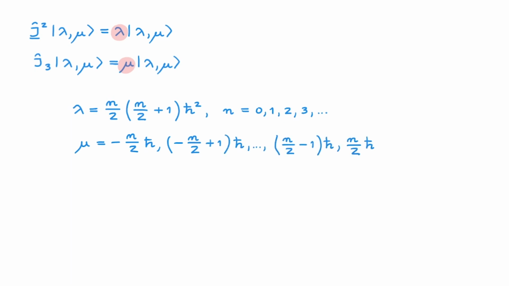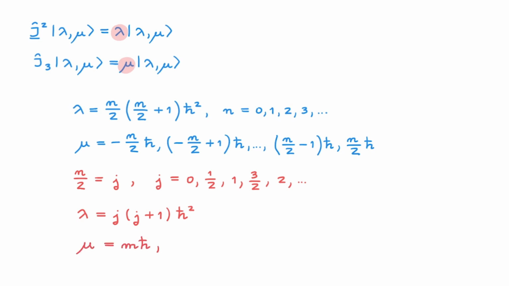In the theory of angular momentum, what we do is we call the number n over 2 j, and as n is a positive integer or 0, then the allowed values of j are 0, 1/2, 1, 3/2, 2, and so on. In this language, lambda is equal to j times j plus 1 times h bar squared. We also write mu as equal to m h bar, and the allowed values of m are minus j, minus j plus 1, minus j plus 2, all the way to j minus 1 and j.